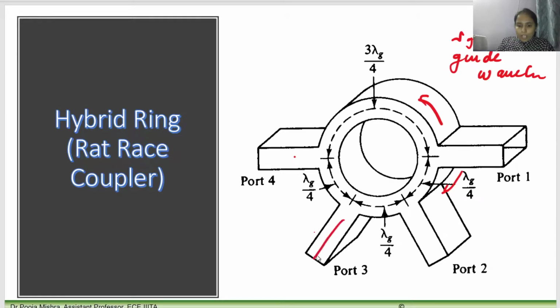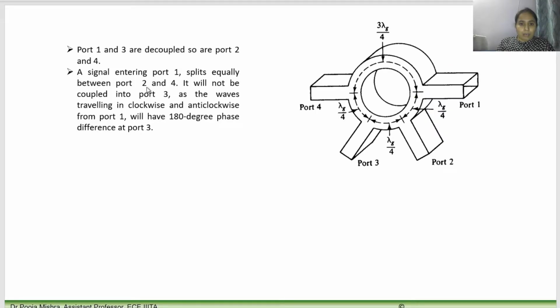So what will happen at port 3? The summation of waves traveling in clockwise and anti-clockwise direction, they produce a phase difference of pi. So they'll cancel out at this particular port. That's why we are not getting any signal from port 3. However, this won't happen at port 2 and port 4, so we'll get the signal from there. Let's see it mathematically, what is happening here. Suppose we are sending a signal at port 1.